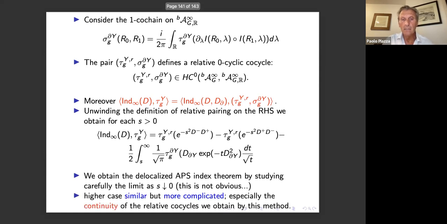And the higher case is definitely more complicated, but the idea is the same. The technicalities enter, for example, when you have to show continuity, but the ideas are exactly the same. And so I think I'm maybe 2 minutes early, or maybe even 5, but I think this is a good point to stop.